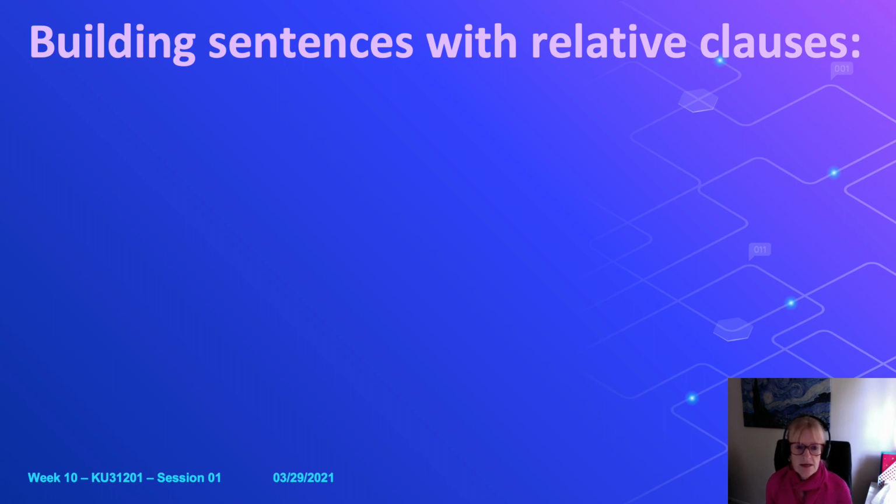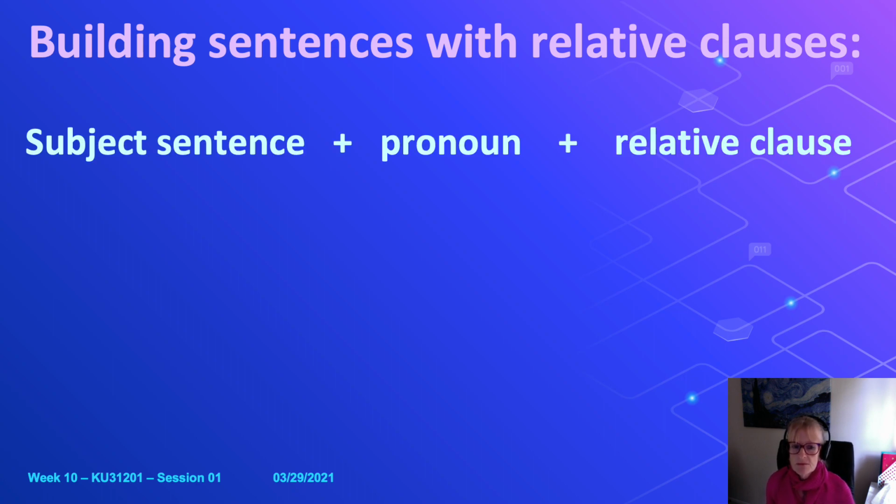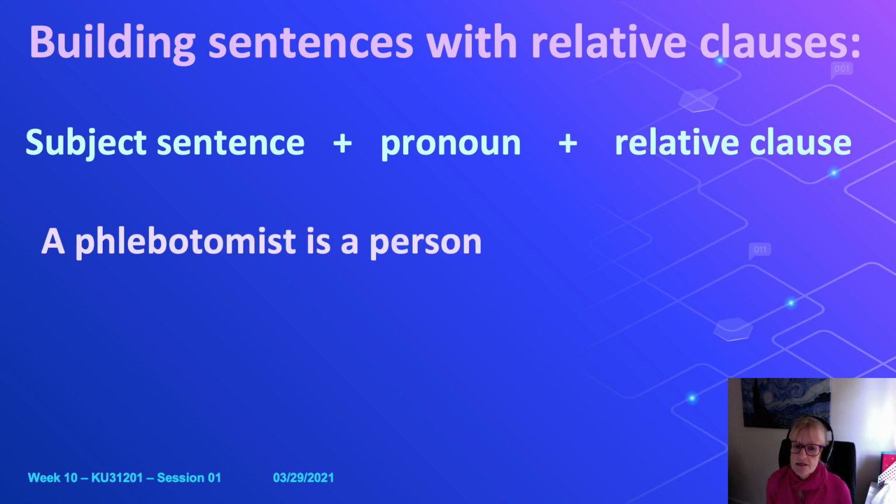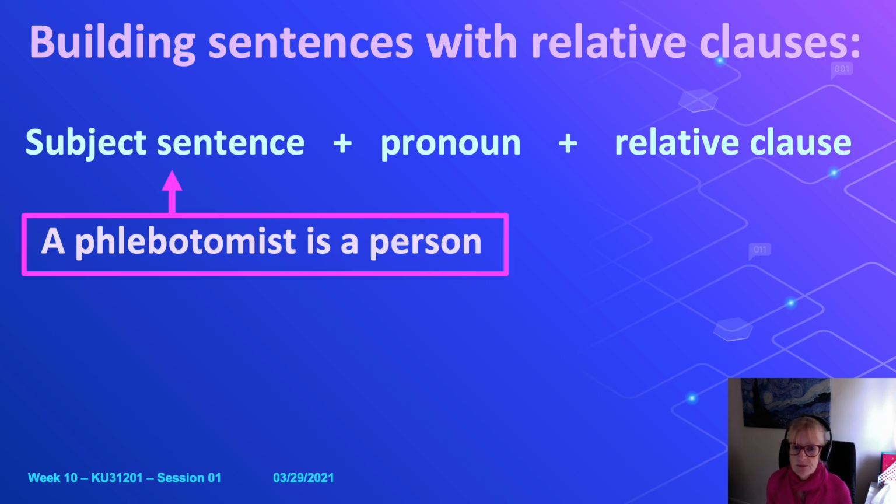Here in our first example, we have the subject sentence plus the pronoun plus the relative clause. So if we use the information from the table, our subject sentence is a phlebotomist is a person. Then we add our pronoun, and we're using the pronoun who because we're talking about a person. A phlebotomist is a person, so we use the pronoun who.